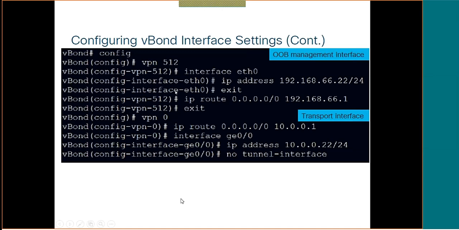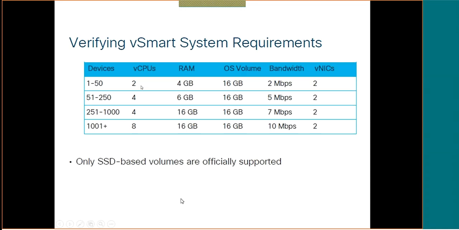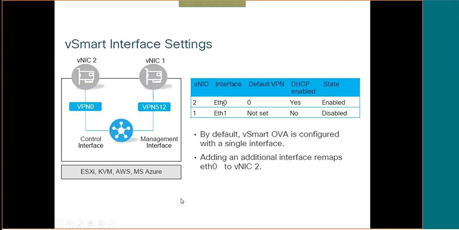So configuring the vBond IP: VPN 512, eth0 IP, and VPN 0, GigabitEthernet 0/0 IP and mask, and then respective gateways, plus the system configurations. vSmart is also the same way. Number of virtual CPUs, RAM, and OS, number of interfaces to be utilized. And also we could find the eth0 and then eth1 interface. So eth0 goes into the default VPN, eth1 into not set. So eth1 we will provision into VPN 512, which is management.